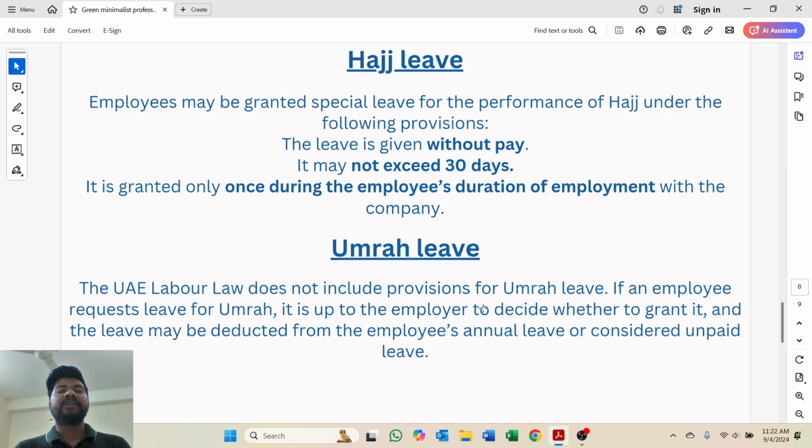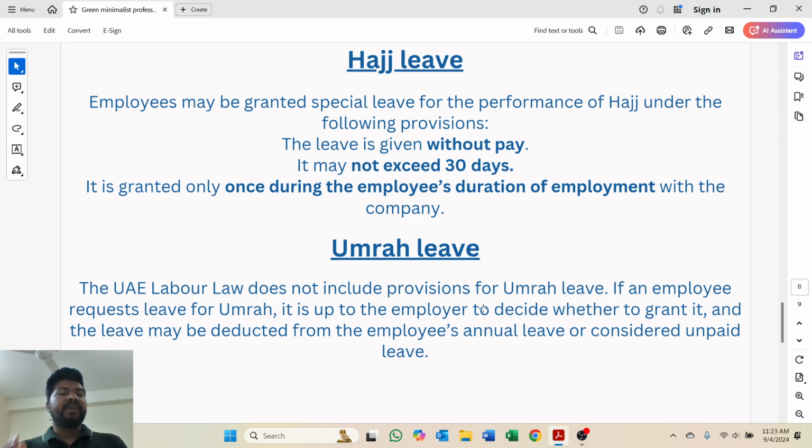Other is Hajj leave. This leave is especially for employees who follow the Islamic religion, and it can be granted for the performance of Hajj under certain conditions. This leave will be without any pay and for a maximum of 30 days. It should not exceed 30 days, and it will be granted only once during the employee's employment with the company.